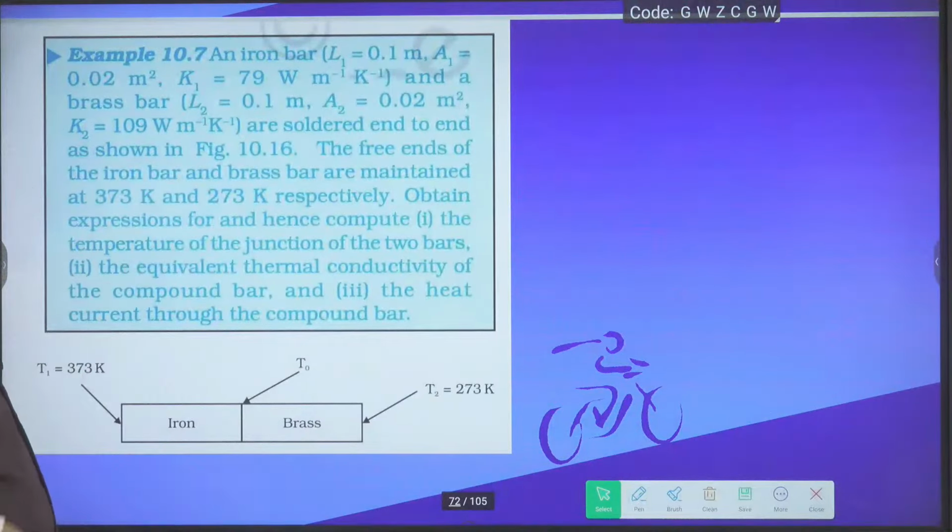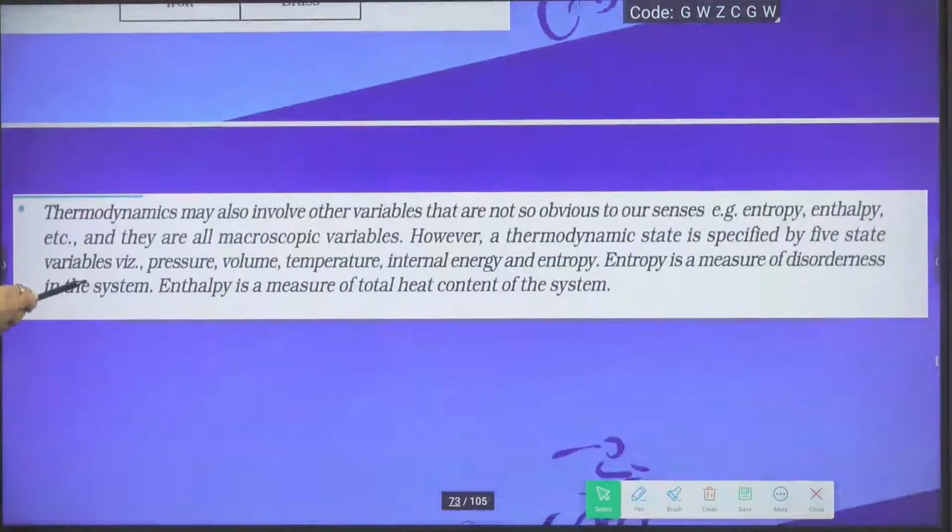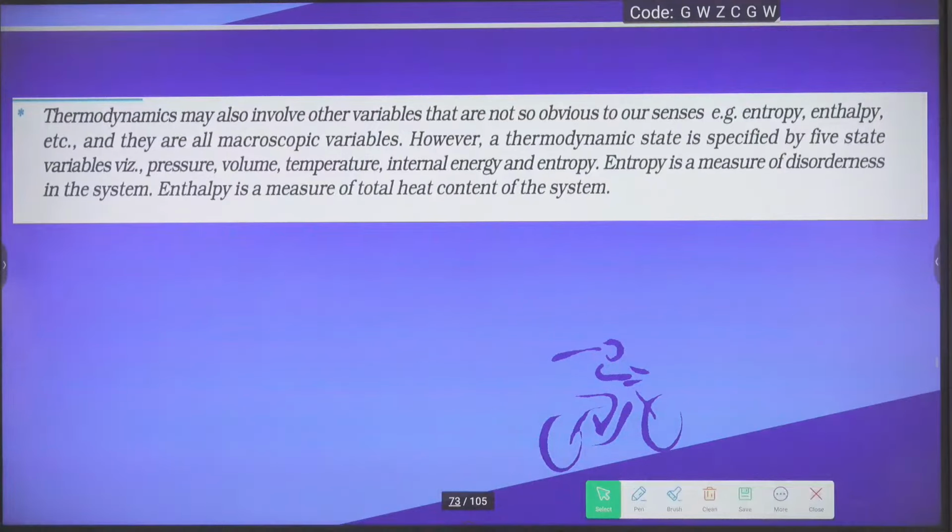Now this is a simple question you should try. Okay, from the conduction it is there. I'm skipping this one. Now this one I have taken here.